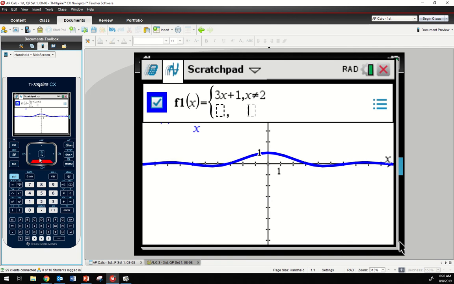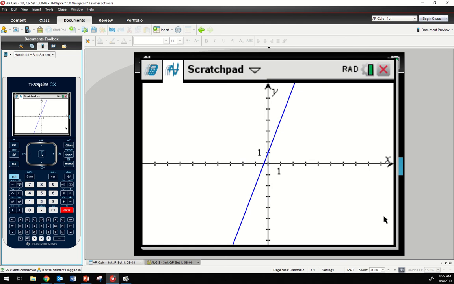Okay, let's go down to the next one. And the y value for that one is what? 10. It says 10? Yeah, that's it, just 10, right? And then it's going to be x equals 2. So there's my piecewise function. Now I go ahead and hit enter.